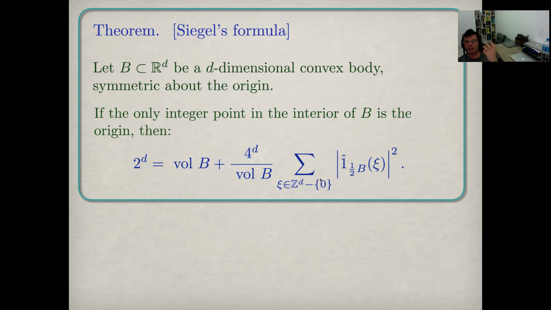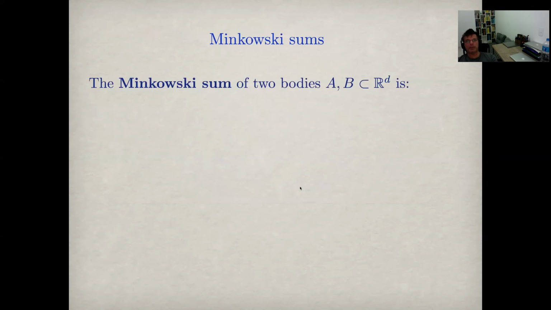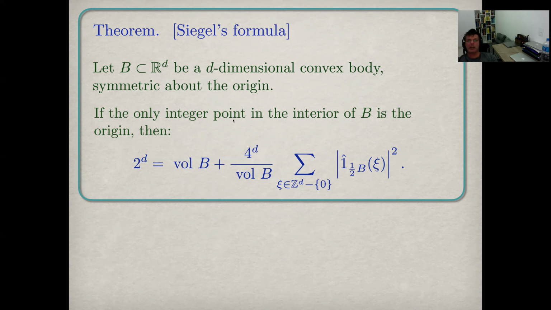It's true for all bodies B in any dimension, symmetric convex about the origin bodies. And it's a fantastic identity. If only we can compute the Fourier transform of B, maybe we can do some more things with it. When B is a polytope, in fact, we want to. So in any case, before we prove Siegel's formula, we need to understand a little bit more about Minkowski sums.